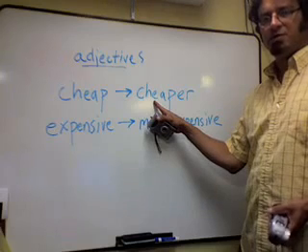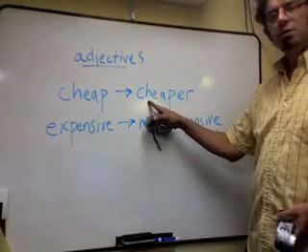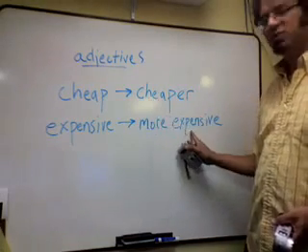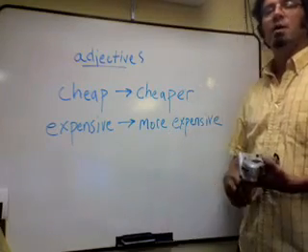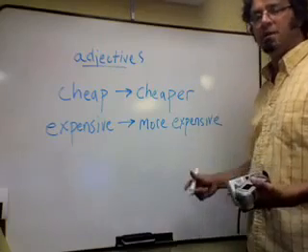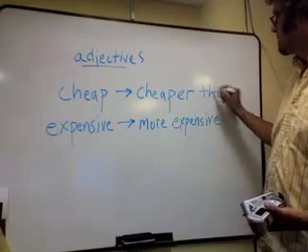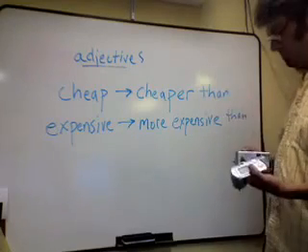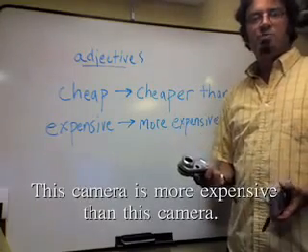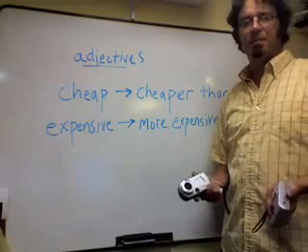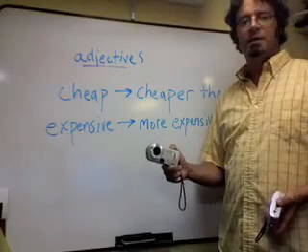Many Americans make mistakes with the comparative form. So, cheap becomes cheaper, expensive becomes more expensive, and remember that frequently when making a sentence, after the comparative, you use the word than, but not always. This camera is more expensive than this camera. Or I could say that this camera is cheaper than this camera.